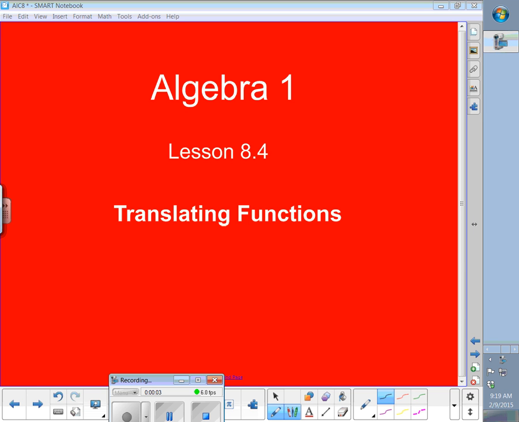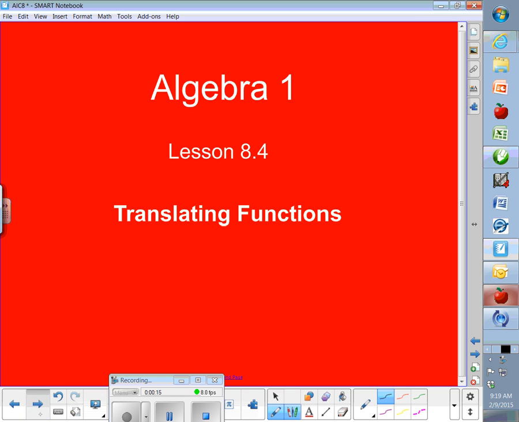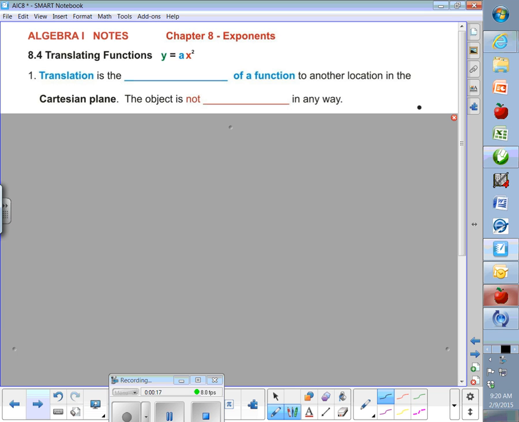All right, good. So it's Algebra 1, Lesson 8.4, Translating Functions. And you need to be careful. Again, these last 3 lessons, you've got notes for them, but you're going to have to review if you're going to remember this stuff. All right, so let's start off with translating functions.